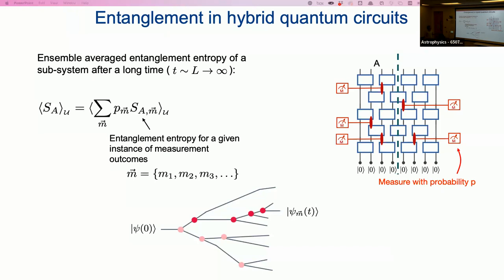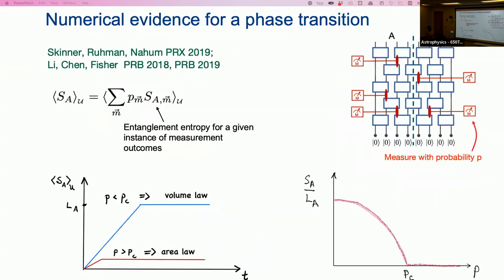If I do this averaging, then the question is, what will happen if I start to do measurements? The intuition is that if I do measurements everywhere, then the measurements, because they're local, simply disentangle the bits you're measuring. If you measure enough, maybe you will completely disentangle the state. And what Yaodong Li, Chen and Fisher found, and in parallel at the same time Skinner et al., is that this happens as a phase transition.